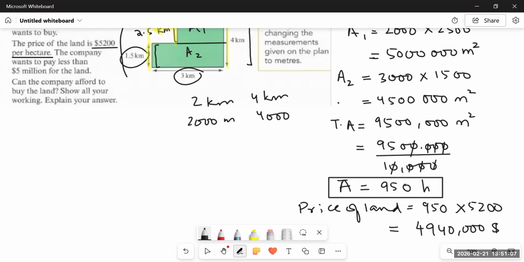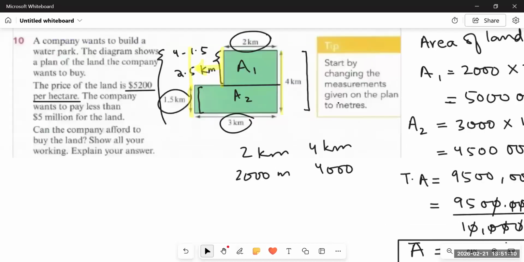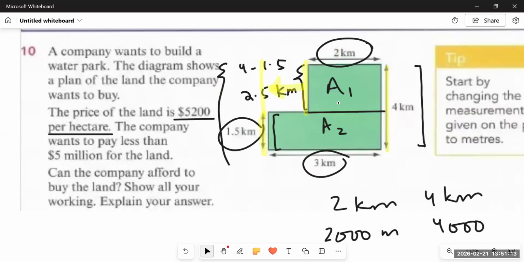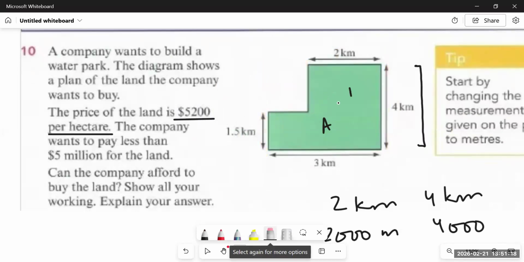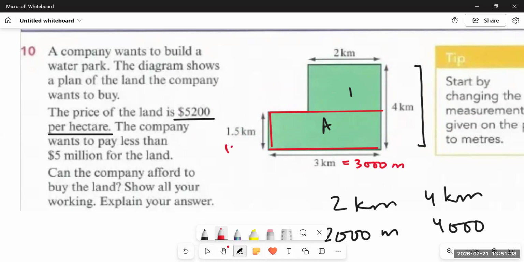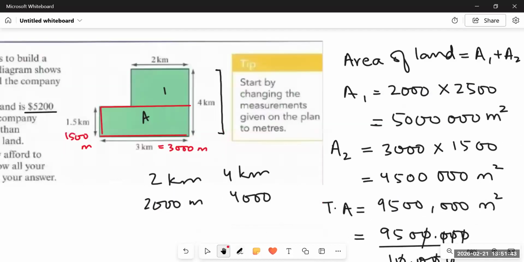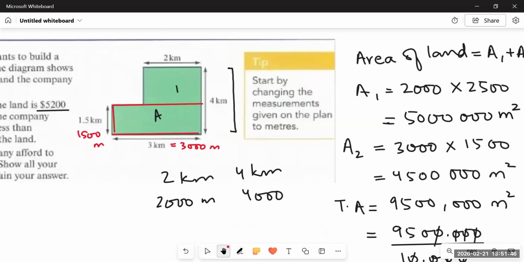Okay, students. So what did we do? We first cut the figure into two parts. Let me show you again. What we did, we first divided it into two parts like this, right? So here the length was 3 kilometers and the breadth was 1.5 kilometers. 3 kilometers is 3,000 meters and 1.5 kilometers is 1,500 meters. We multiplied these two and found out that the area of land is 4.5 million meter square.